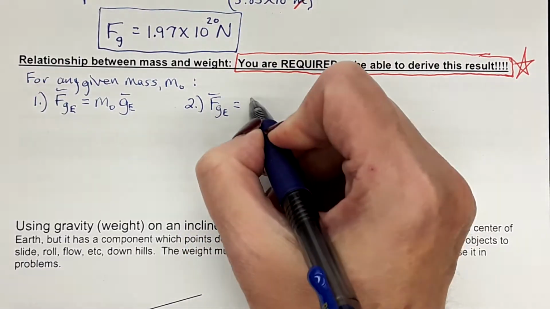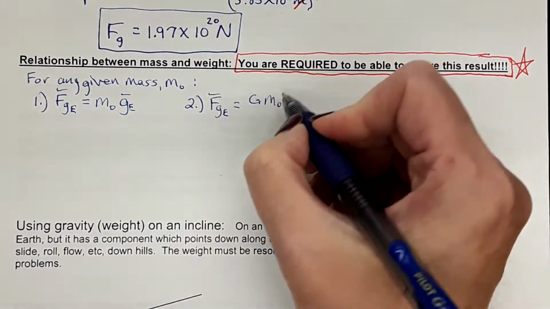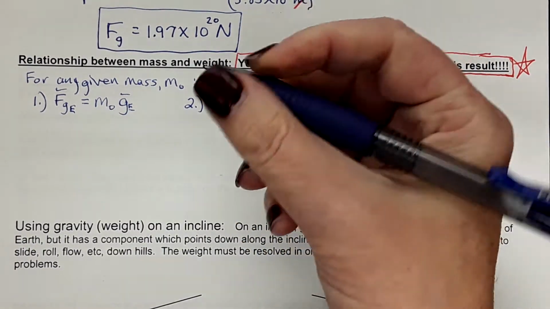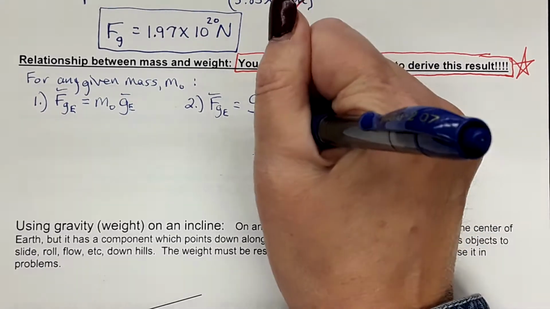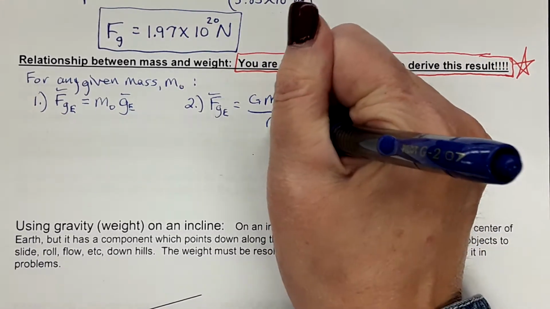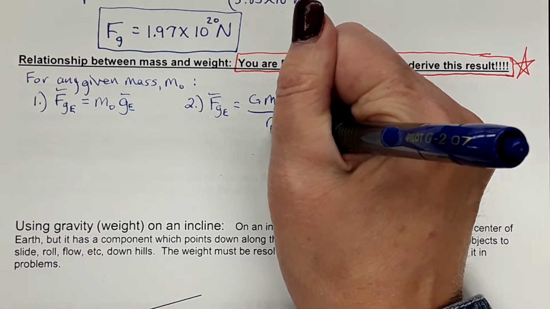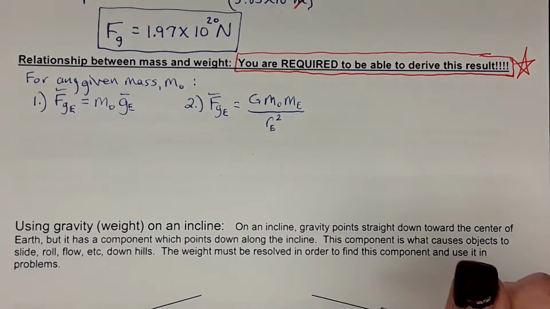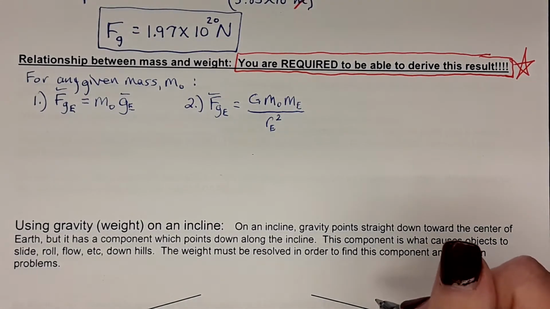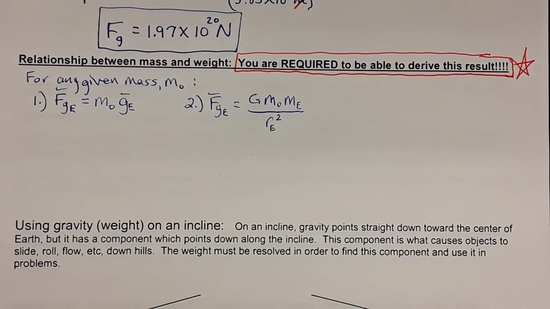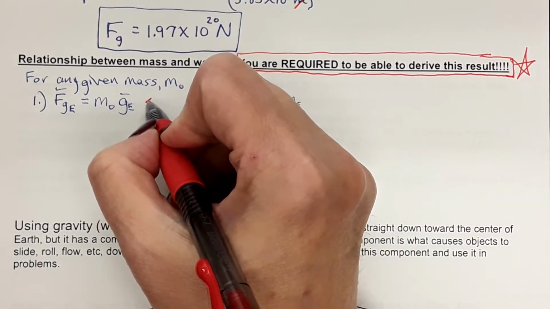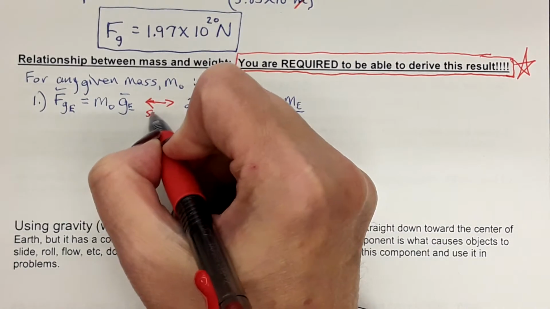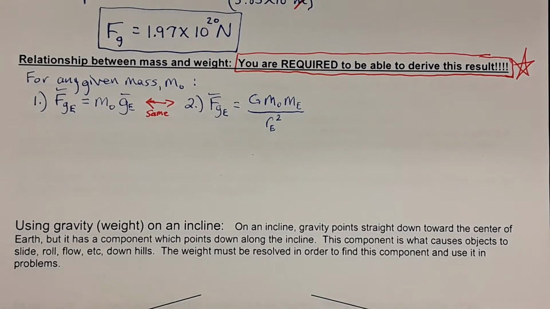We can say big G times the mass of our object times the mass of Earth divided by the radial distance of Earth squared. That would be basically the distance between the object and the Earth and their centers. Now, both of these are valid ways of finding the gravity acting on an object on Earth. So these basically are the same. You'll get the same answer.